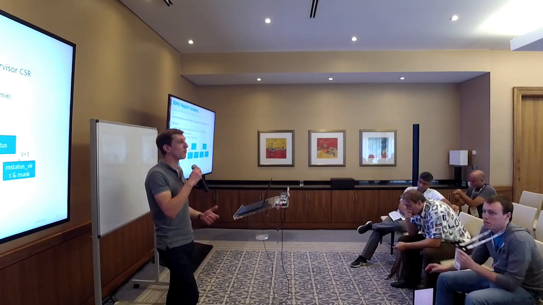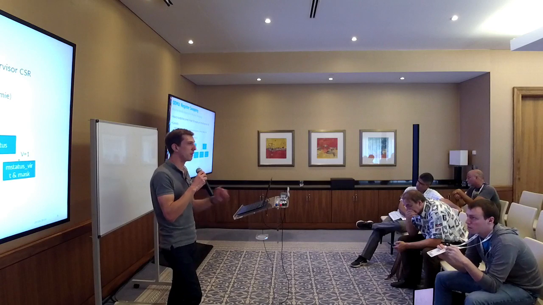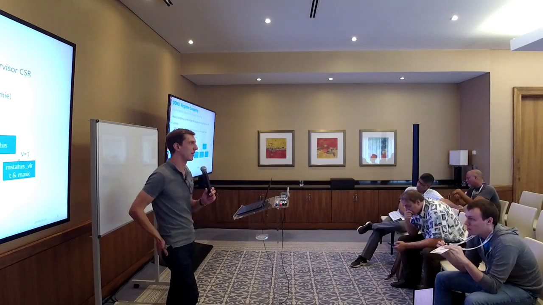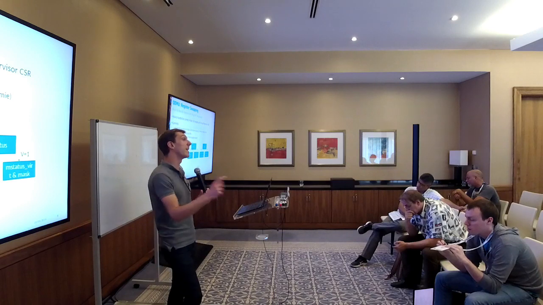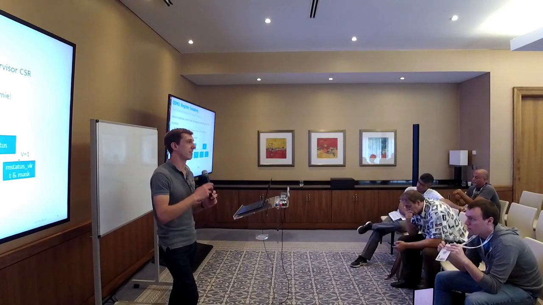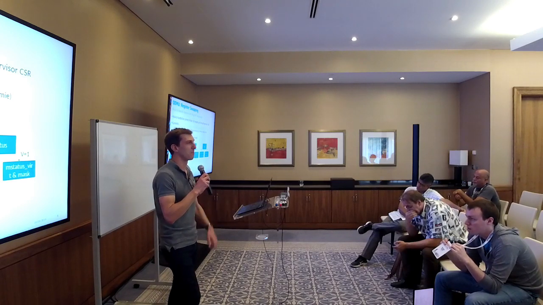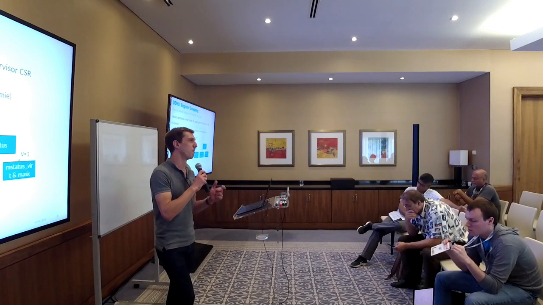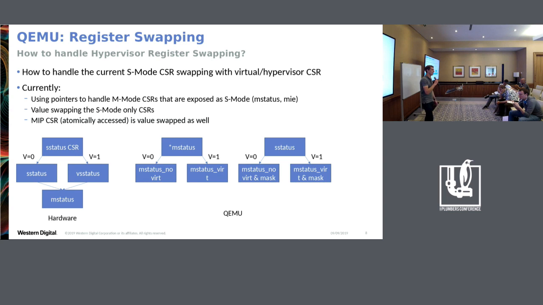The other really fun thing is QEMU has the MIP one, which is the interrupts pending CSR, and that has to be accessed atomically. So atomically, it has to swap based on the virtualization status. Atomically swapping that while keeping the old M ones and changing only the S ones kind of sucks too. So I guess changing the access would help with that too. A nod.